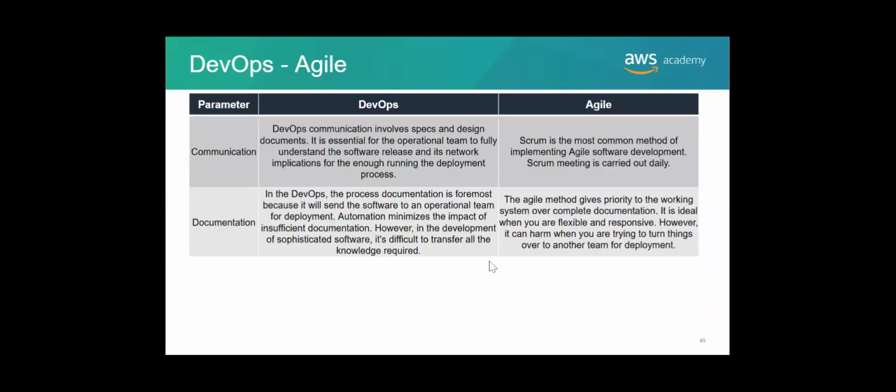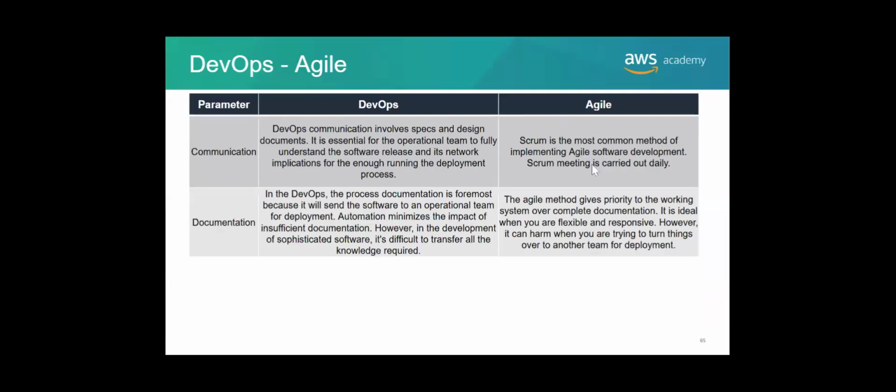Next, the communication. DevOps communication involves specs and design documents, and it is mainly essential for your operation team to fully understand what the software release is and its network implications. Scrum is the most common method of implementing Agile software development. Scrum meeting is carried out daily. Scrum meeting is a short meeting.